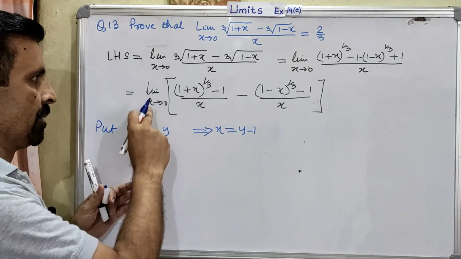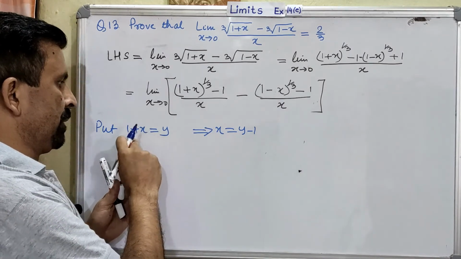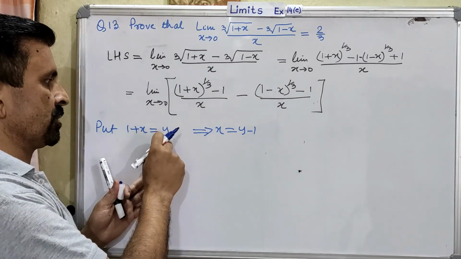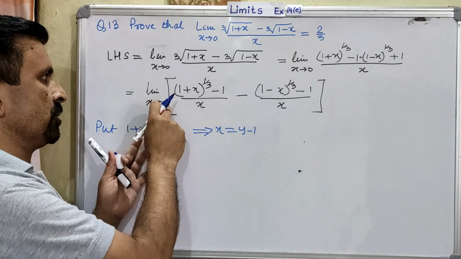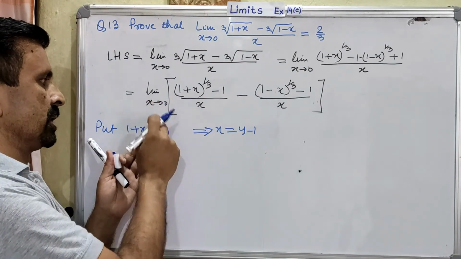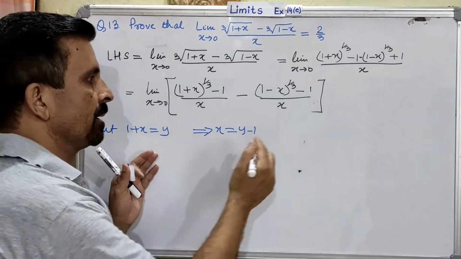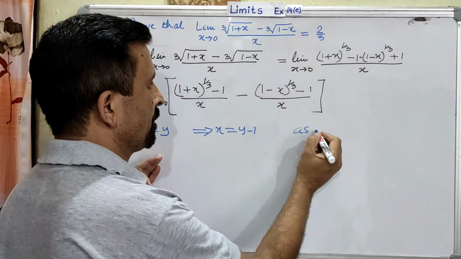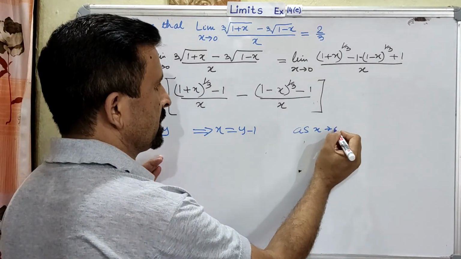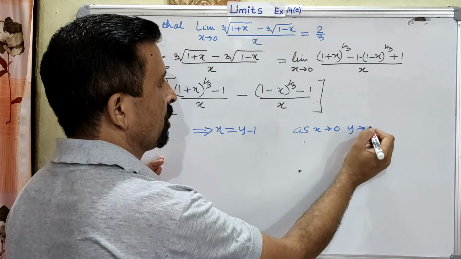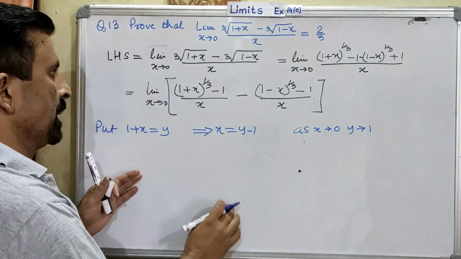Clear? Now here 1 plus x is equal to y, where x is tending to 0. So since x is tending to 0, therefore y will be tending to 1. So we can write here as x tends to 0, y is tending to 1. Clear? This is for this part.